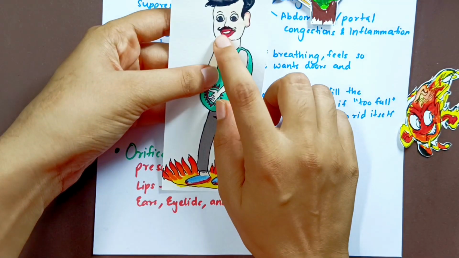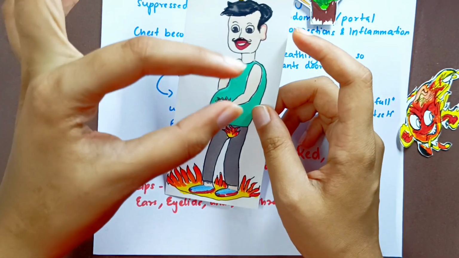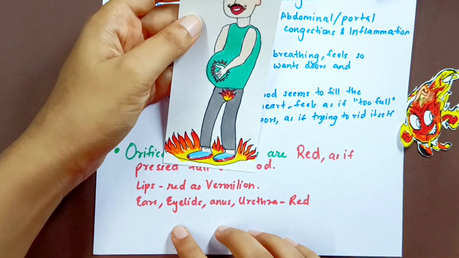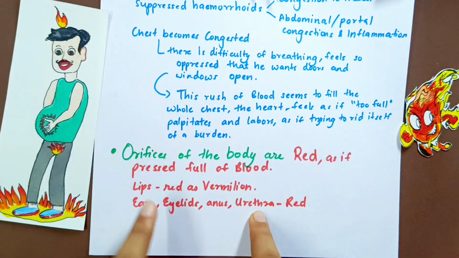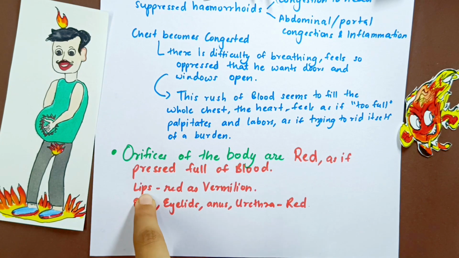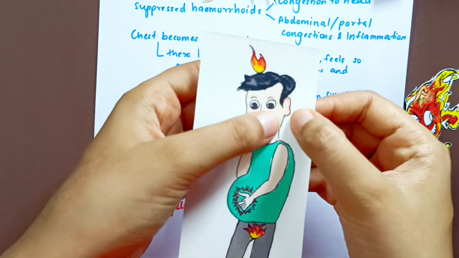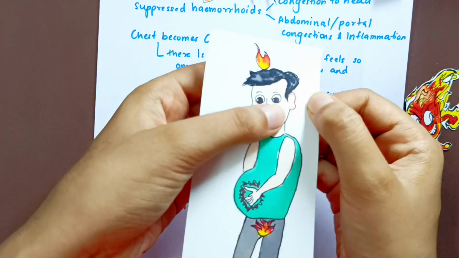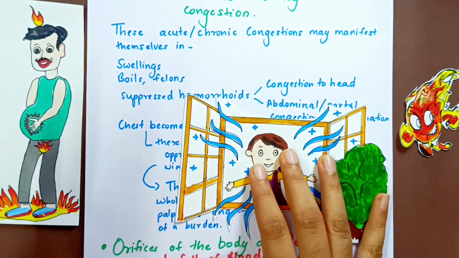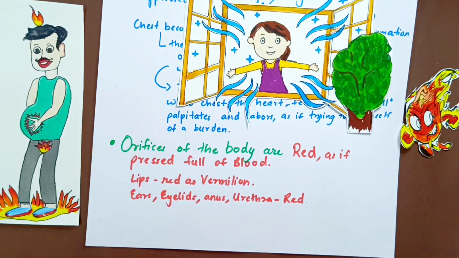Also the lips are red as if vermilion, and he also talks about the lips being very dilated, like they're big. So that is what we've made. And then all the orifices, like the urethra and the anus, are red as if pressed full of blood. Lips are red as vermilion. Ears also, we've tried to add a little red tinge to it. So you see this in this remedy: first of all this congestion, and then all these orifices of the body are red.